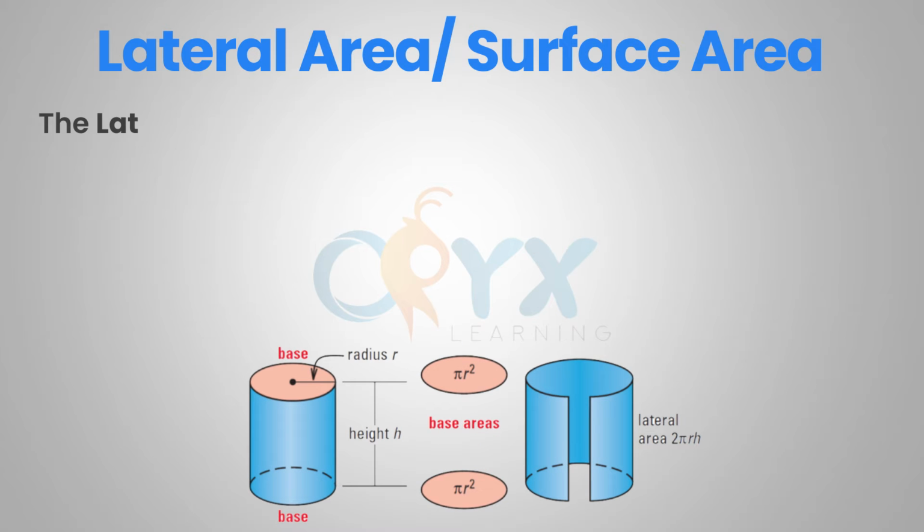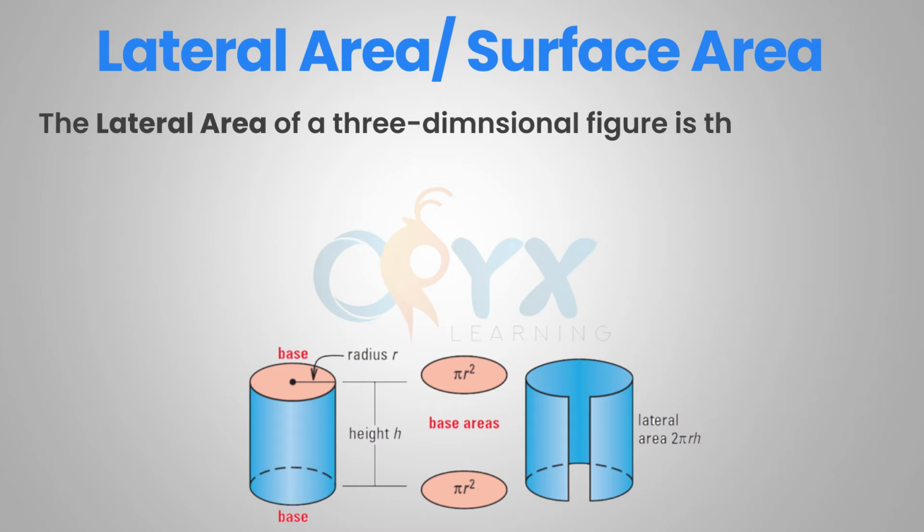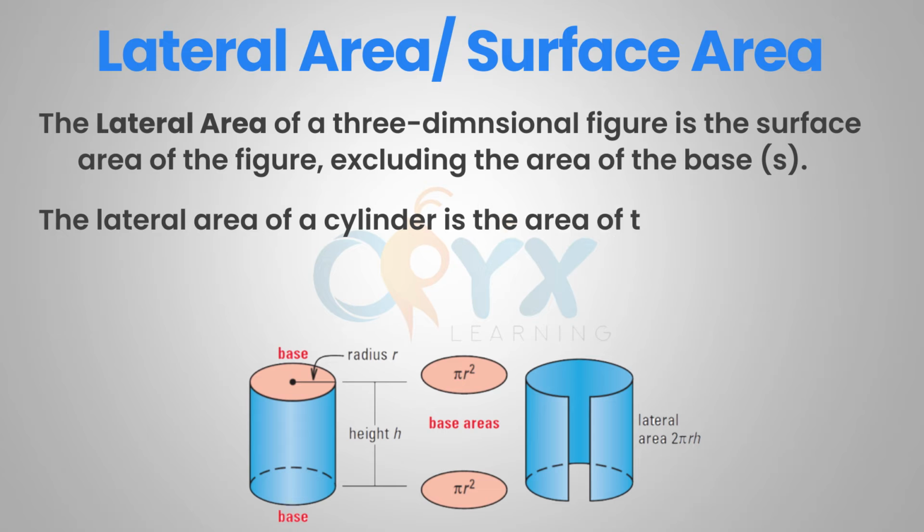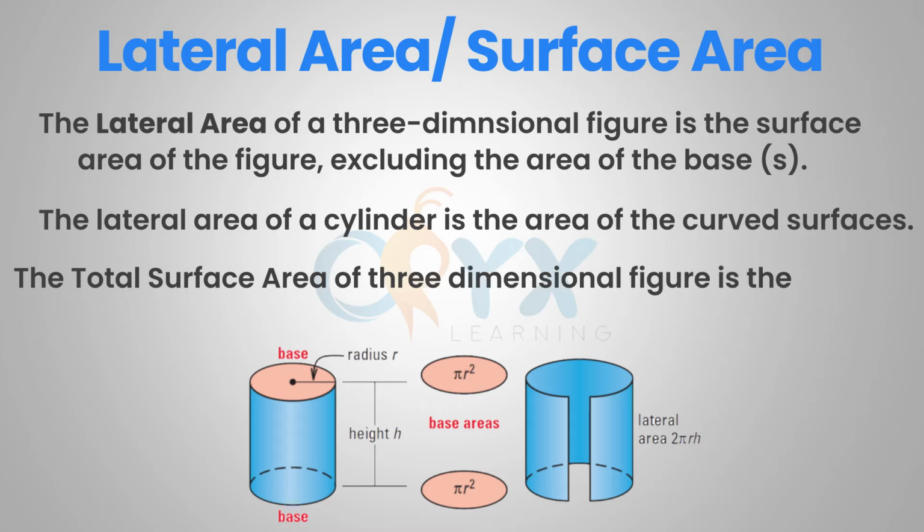The lateral area of a three-dimensional figure is the surface area of the figure, excluding the area of the base or bases. The lateral area of a cylinder is the area of the curved surface. The total surface area of a three-dimensional figure is the sum of the areas of all of its surfaces. So as we can see here, we can break a cylinder up into the curved surface, which represents the lateral area, and the two circular bases.